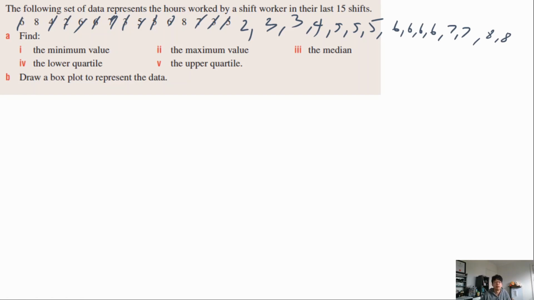Alright, now that we've done that, we can find all this data much easier. The minimum value and the maximum, once again, pretty straightforward. Minimum is 2, maximum is 8, so we've done that. And the median, just the middle value again. Let's have a go at that.